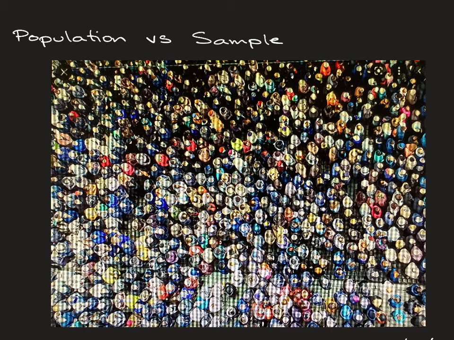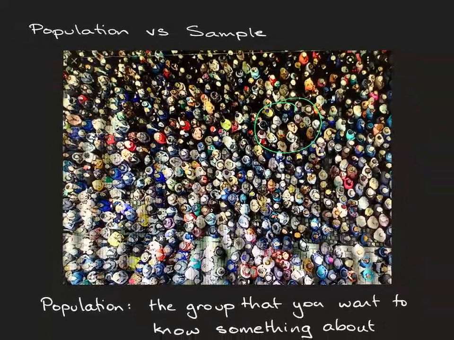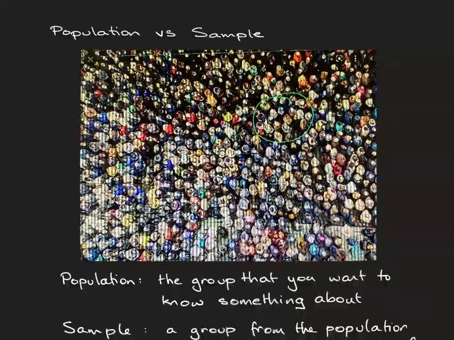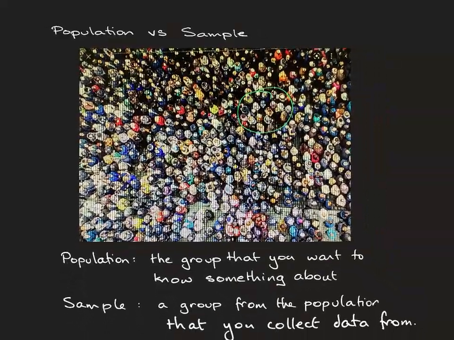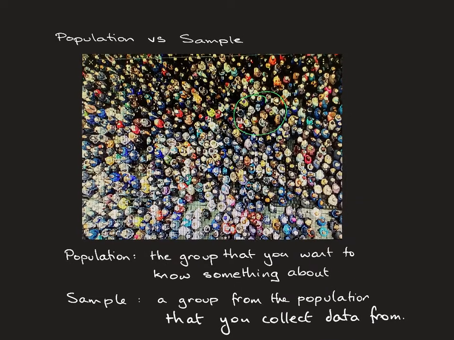So, for example, we could say that the people in this picture are our population, and I want to take a sample from that population. So the large group that we're measuring from, the group that we want to know something about, that is our population. And then a group from that population that we're going to collect some data from, that's our sample.